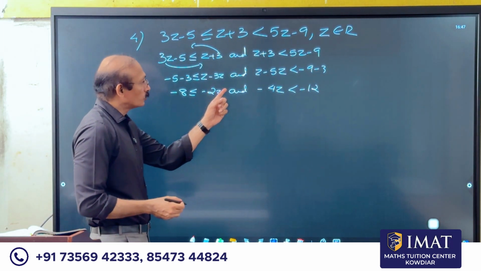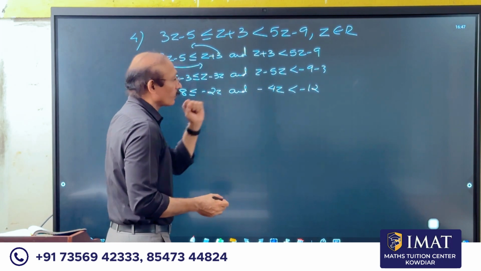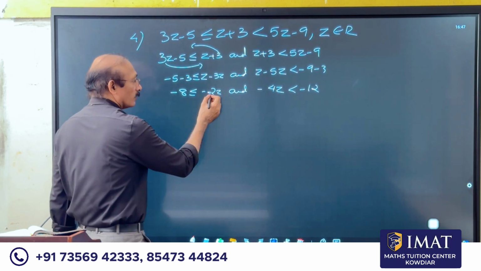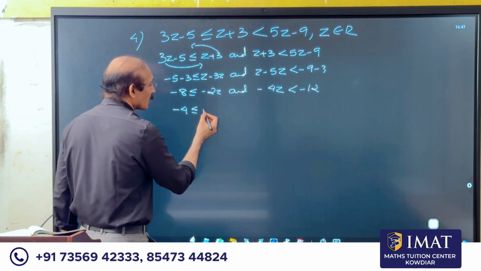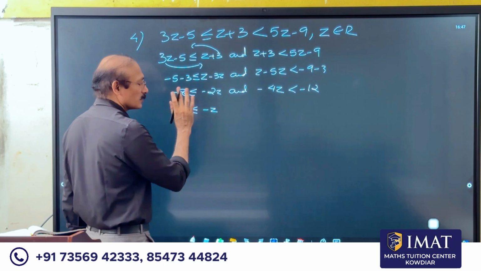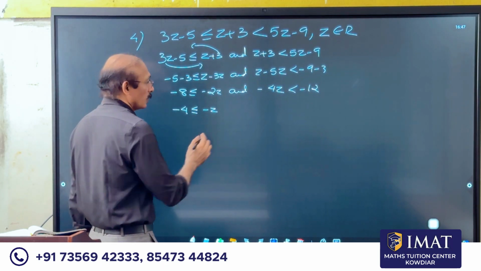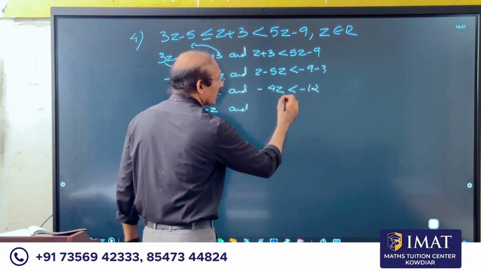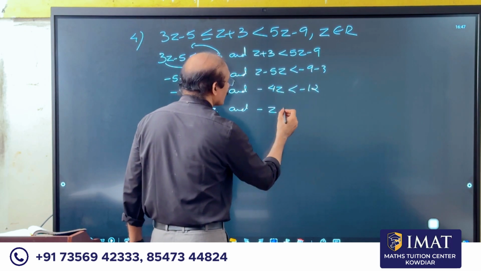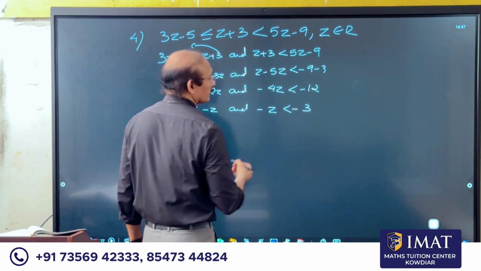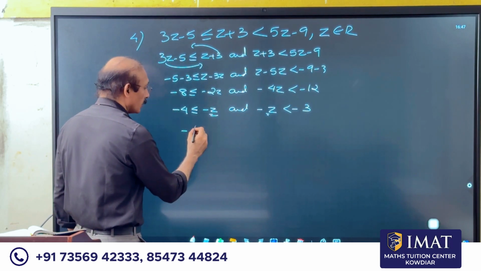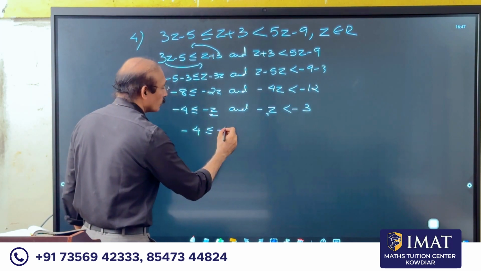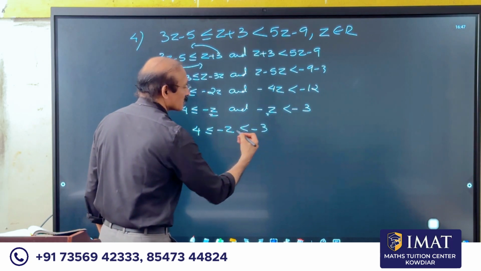Let us remove this 2 and 4 from this. So what you can do is you divide this by 2. This becomes minus 4 is less than or equal to minus z. I'm just dividing by 2. And let us divide this by 4. So this is minus z less than minus 3. So you see these two are the same. You can combine. So minus 4 less than or equal to minus z less than minus 3.